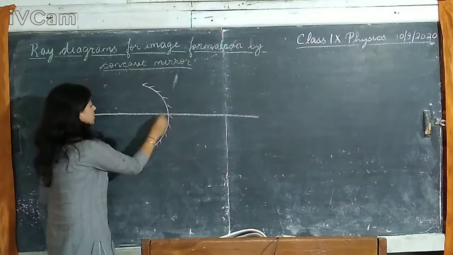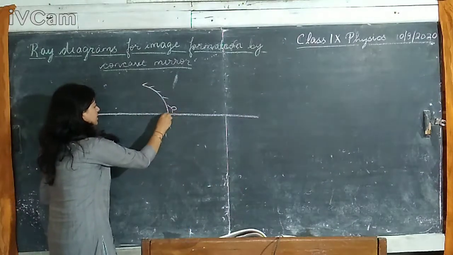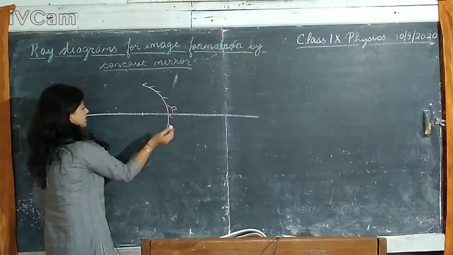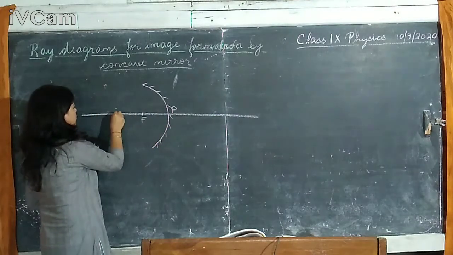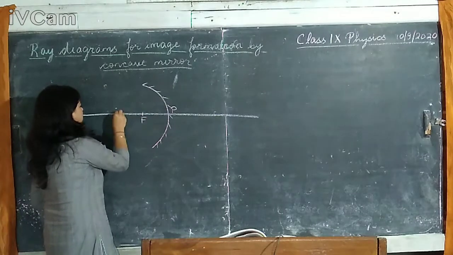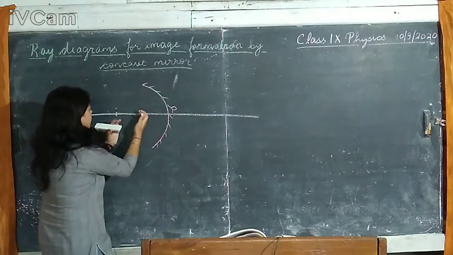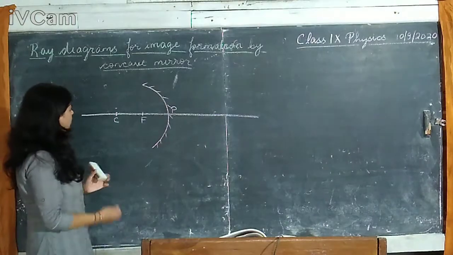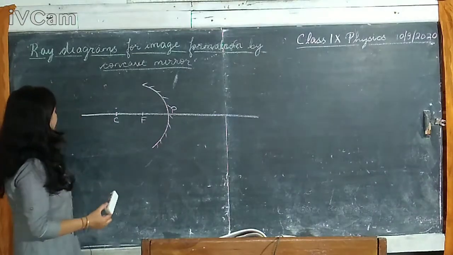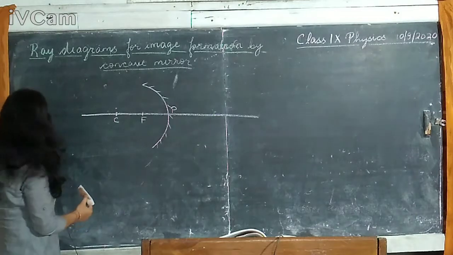Okay, now from here, from the pole, you take 2 cm or 3 cm, it's up to you. We mark it as the focus, and from the focus 2 more centimeters or 3 more, that means equal length here. This is called the center of curvature. Okay, now on this line we are going to keep the object at different positions starting from infinity.